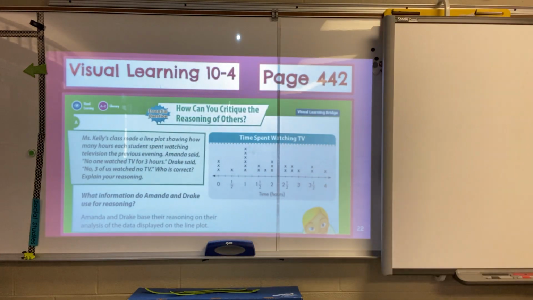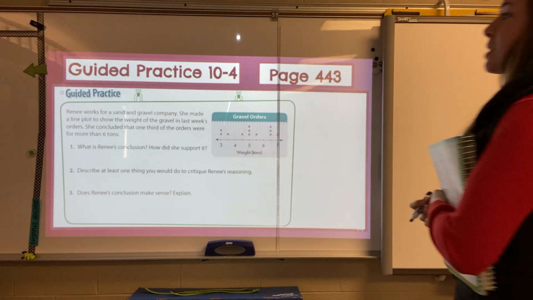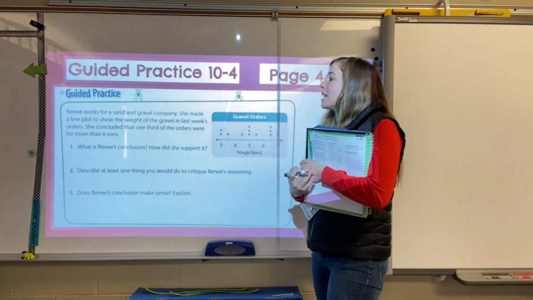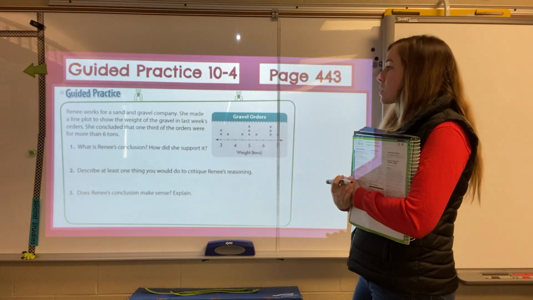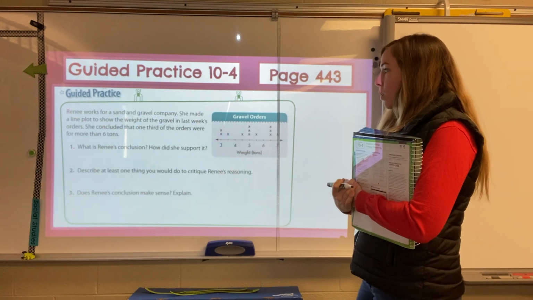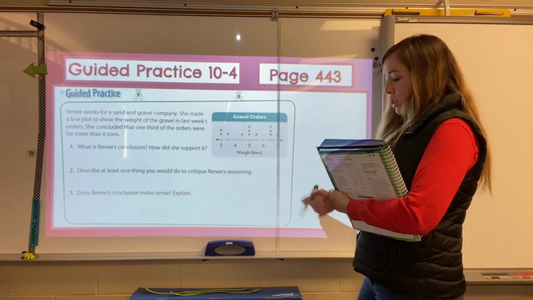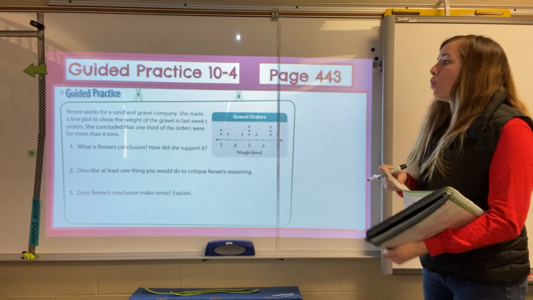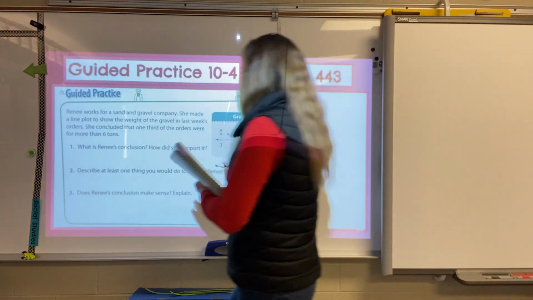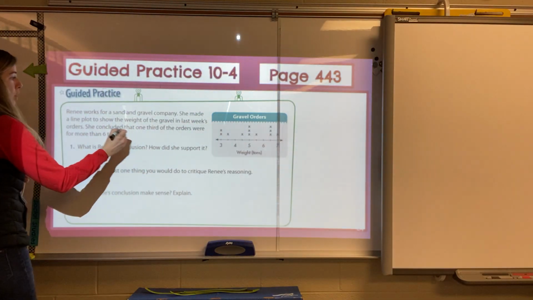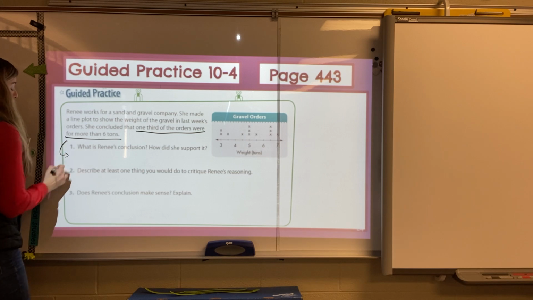Okie dokie, let's try some guided practice. Renee works for a sand and gravel company. She made a line plot to show the weight of the gravel in last week's orders. She concluded that 1/3 of the orders were for more than 6 tons. What is Renee's conclusion? How did she support it? So what is she saying? She's saying that 1/3 of the orders were for more than 6 tons. That's what we're going to write here.